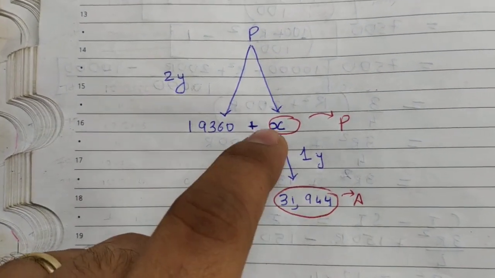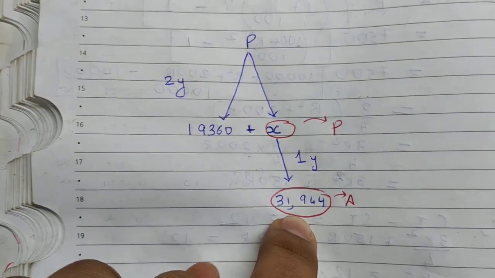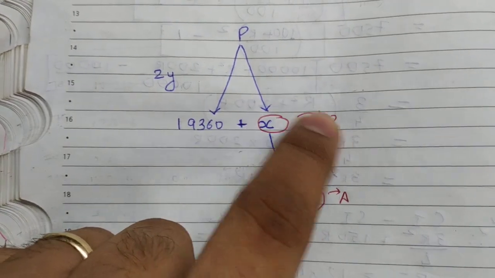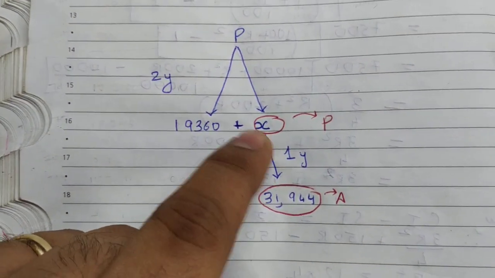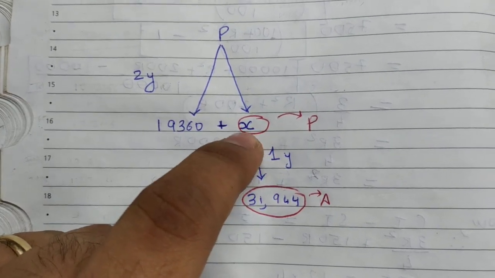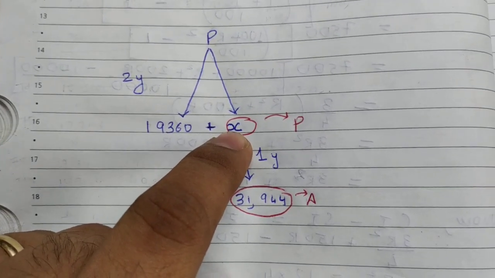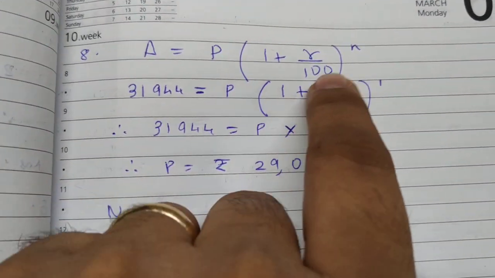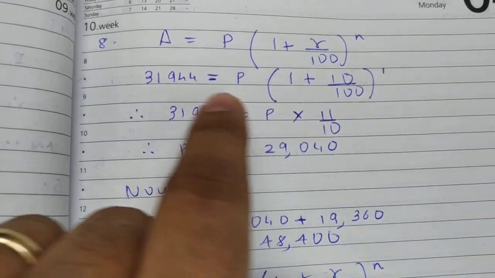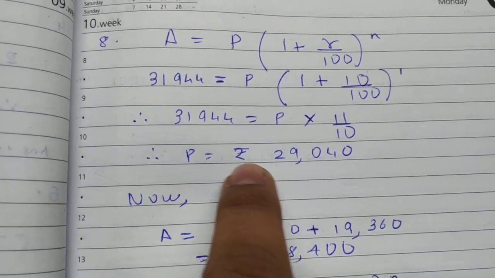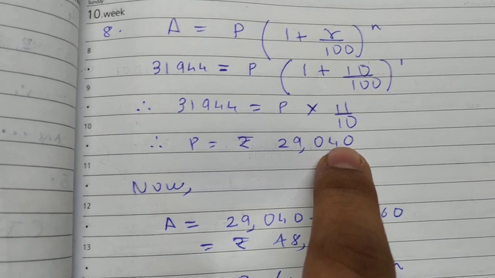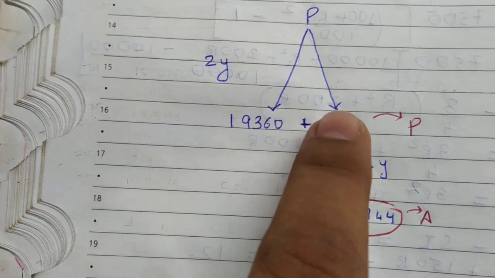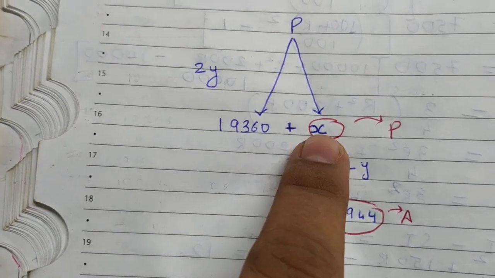So first, let's find X. This final value we'll take as amount. And this X is going to be considered as a principal, and the time period is 1 year. So let's find this amount first. So using the usual formula, A is equal to P (1 plus R upon 100) raised to N. For 1 year, we substitute the values and we get the principal amount as 29,040. That means after 2 years, 29,040 rupees was still left over to be paid.